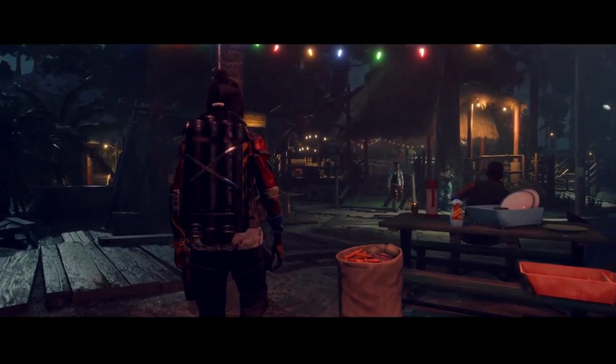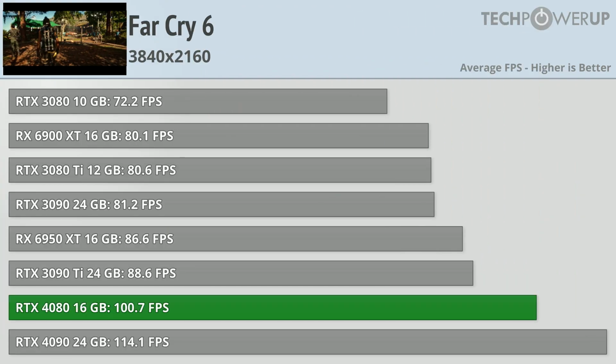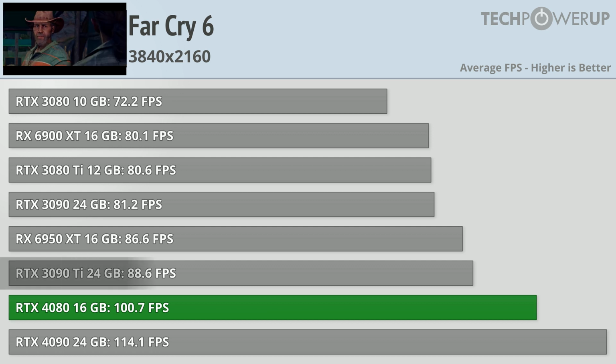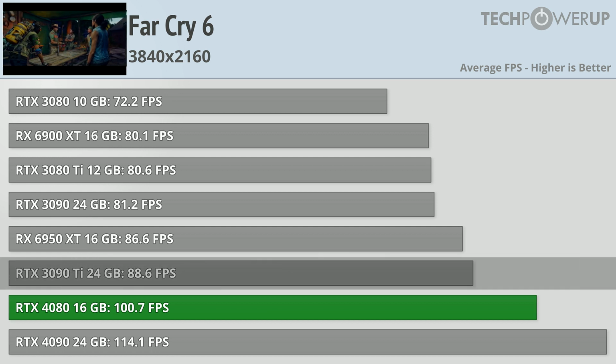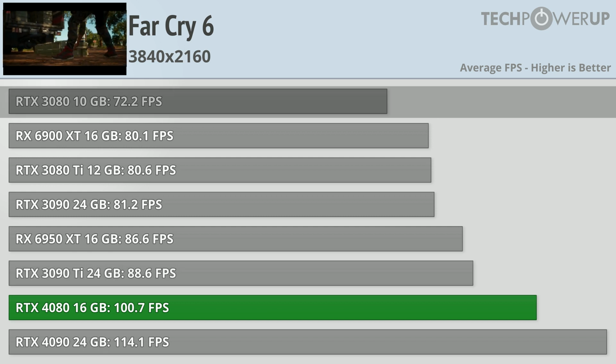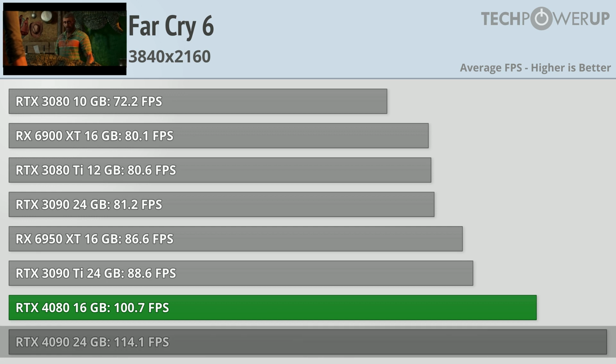Moving over to Far Cry 6, and we see that the race is a lot tighter here than in most other games. The RTX 4080 is good for 100 FPS, which is 12% faster than the 3090 Ti, and only 39% faster than the outgoing 3080. But what's probably more impressive is the RTX 4090 at 114 FPS is only 13% faster than its little brother, the RTX 4080.